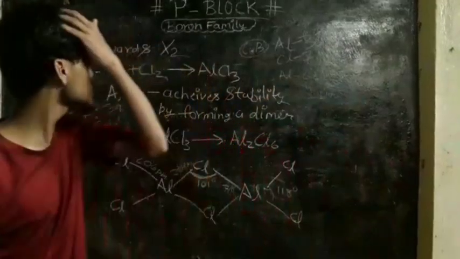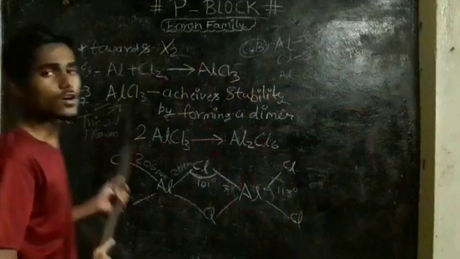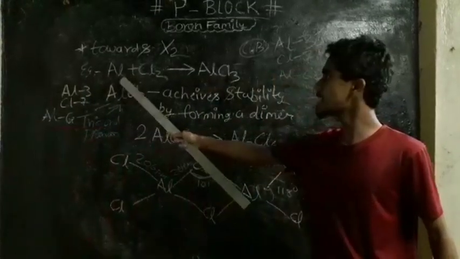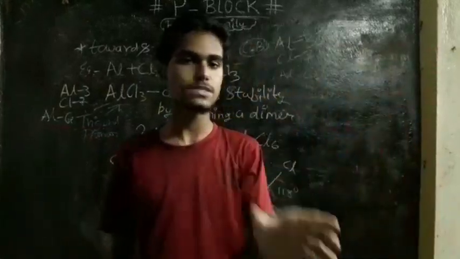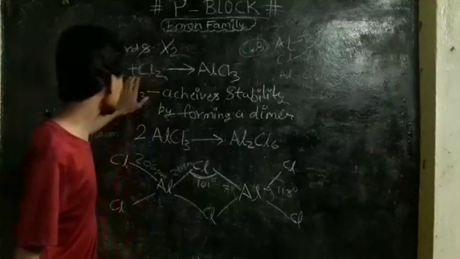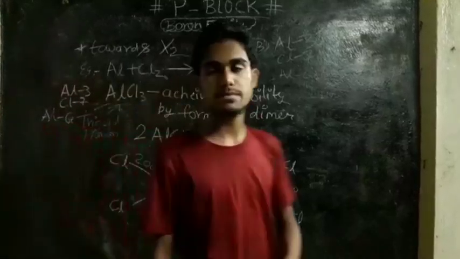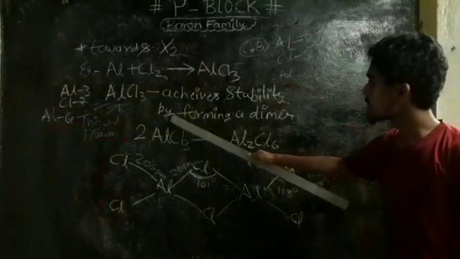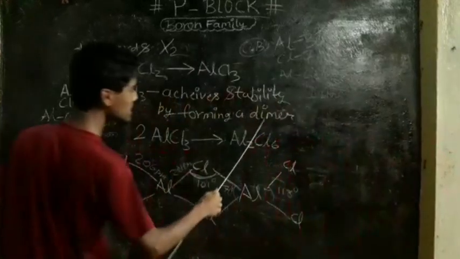Next we have reactivity towards halogens. For example, we take aluminium, which is a group 13 element, and chlorine. We know that group 17 elements are halogens. So when aluminium reacts with chlorine, it forms AlCl3, which is unstable. To achieve stability, it forms a dimer.